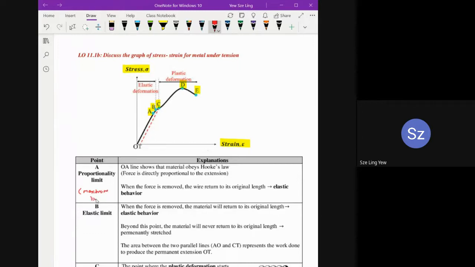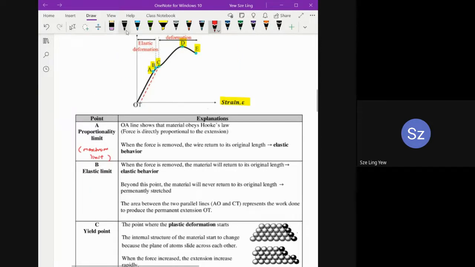Once it passes point A, it means the object no longer obeys Hooke's law, so it's no longer a straight line. OA is the line where the material obeys Hooke's law, and force is directly proportional to extension. The more force you have, the more extension. When the force is removed, the wire will return to its original length. This is what we call elastic behavior and elastic deformation.